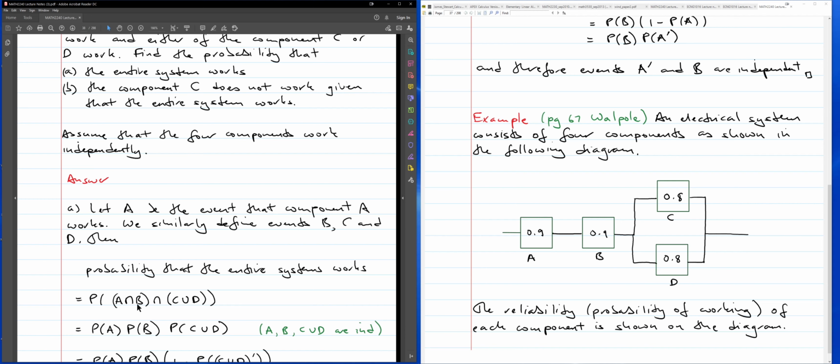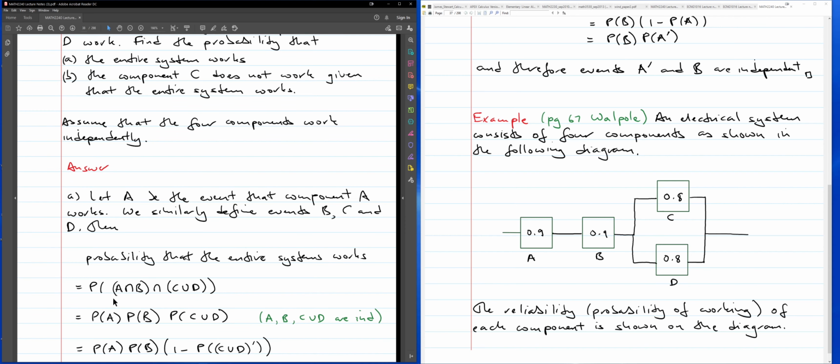Once we have this setup, we're going to use the rules that we know for independence, and some of those I just talked about a couple of minutes ago. What I have first of all is the intersection of three sets. I have it grouped as A intersect B, but you could regard this as the intersection of three sets: A, B, and C union D.